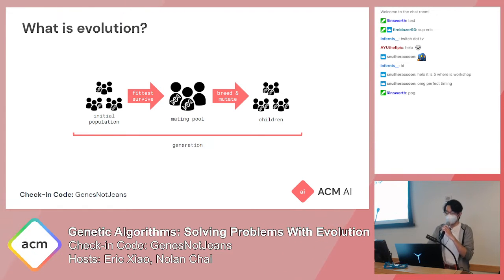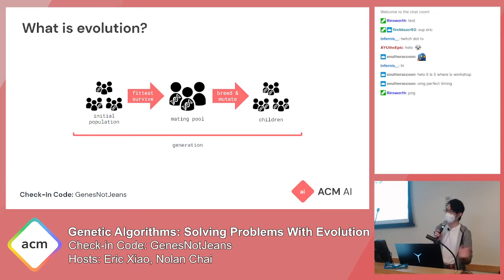Since those with the beneficial trait are more likely to survive and reproduce, the following population of children are more likely to have that beneficial trait. This whole process constitutes a single generation. And as the beneficial trait propagates across generations, the average fitness of the population increases. This process is what genetic algorithms are based off of. Are there any quick questions about evolution before we move on?